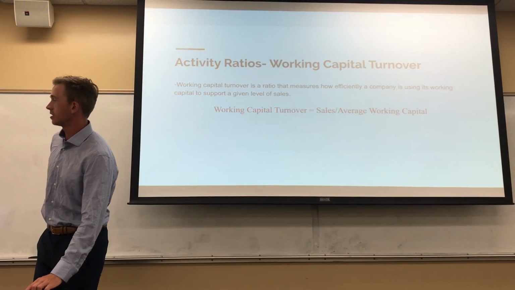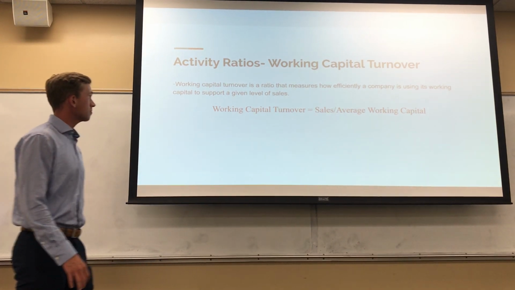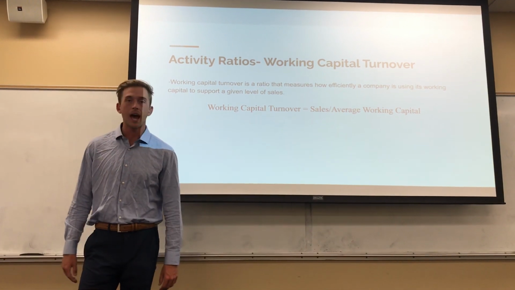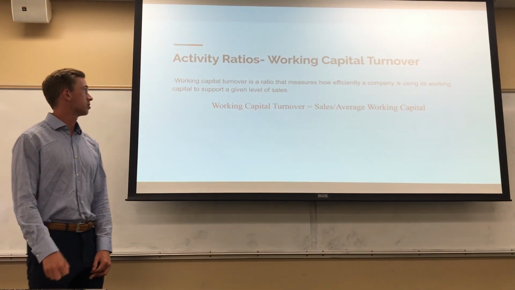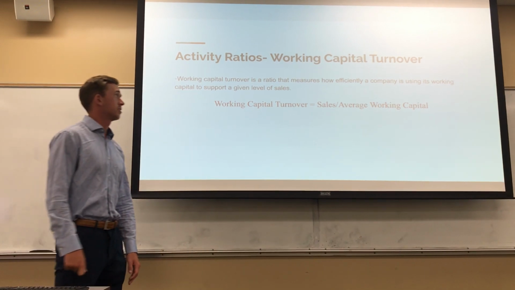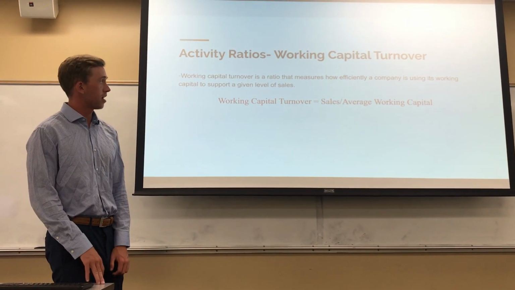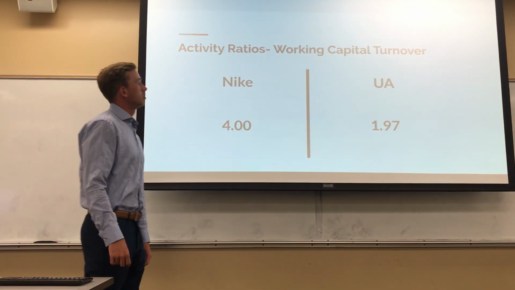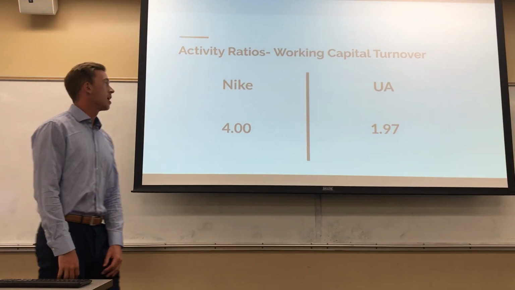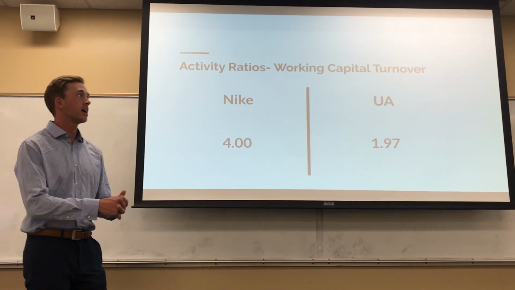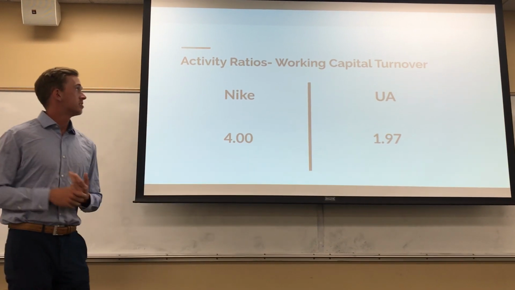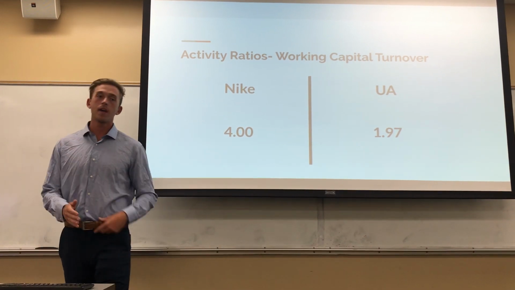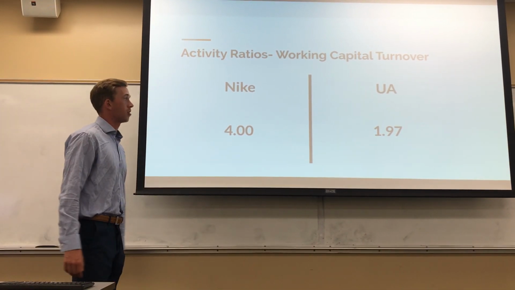The next ratio that we're doing for activity ratios is the working capital turnover. The working capital turnover is a ratio that measures how effectively a company is using their working capital to support given levels of sales. So the equation for this is working capital turnover equals sales divided by average working capital. And again, Nike had a 4.0 and Under Armour a 1.97. This is the same in this industry: Nike's the highest and Under Armour's around the lowest. What this is telling us is that Nike is using their working capital way more effectively, almost double that of Under Armour.